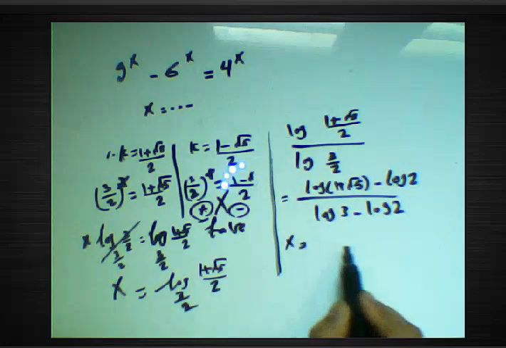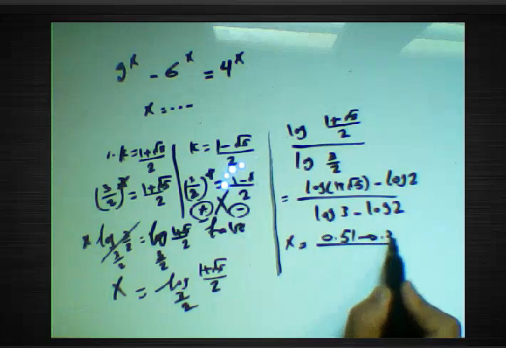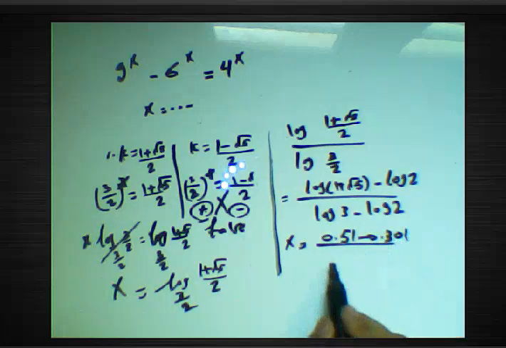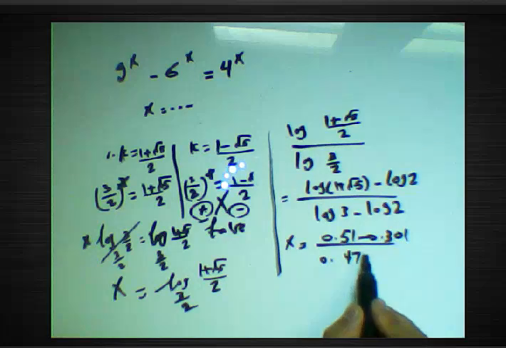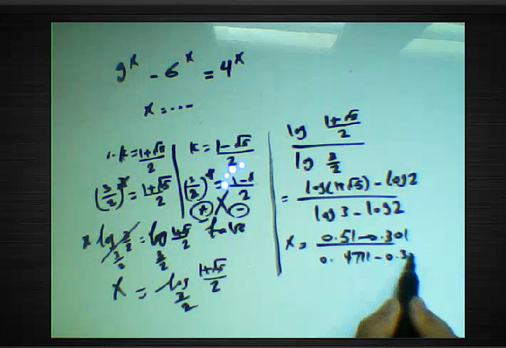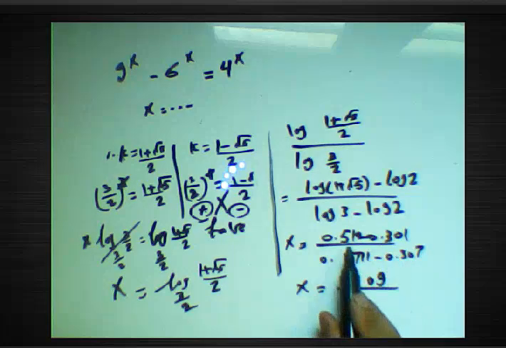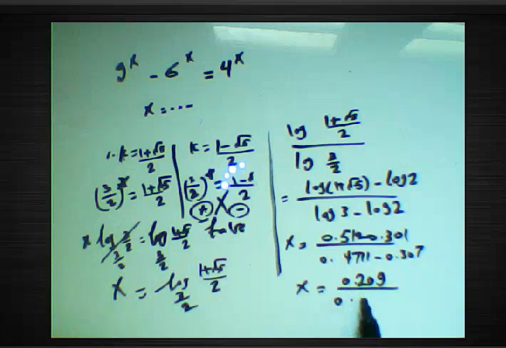x will be 0.51 and 0.301 over 0.471 and 7 and 1, subtract 0.307. x equals the difference between them, 0. 10 minus 1 equals 9, 0 minus 0 equals 0, 5 minus 3 equals 2, 0.1761.